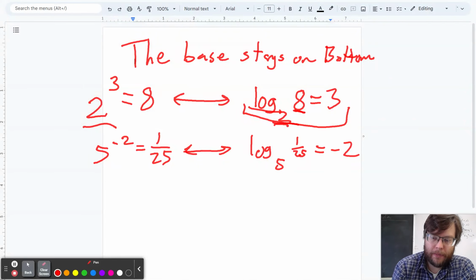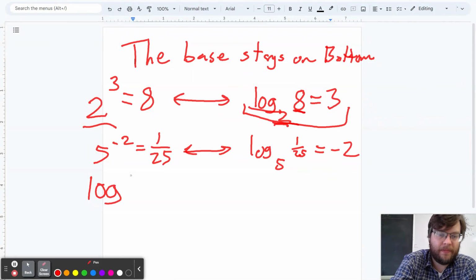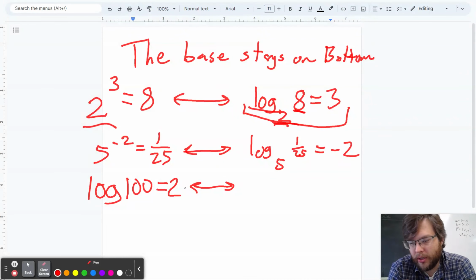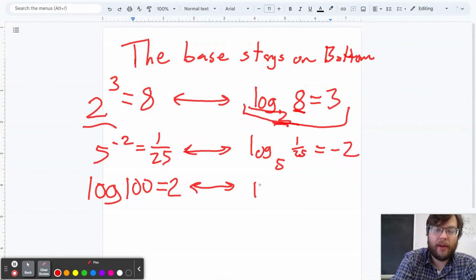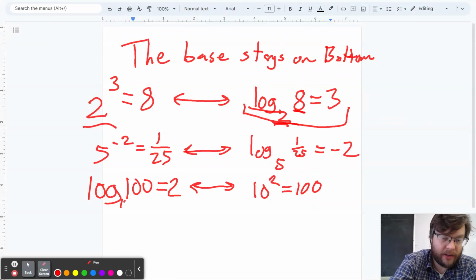Maybe a couple trickier examples are where the base is implied. So if you see, for example, just the word log by itself, it implies a base of 10. So if you saw, for example, log of 100 equals 2, the base is 10, even though it's not written down. The word log, when there's no base written down, just means it implies there's a base of 10. So I can write 10 to the 2 equals 100. The base stayed on the bottom. The base was 10. I could even put a 10 right there.